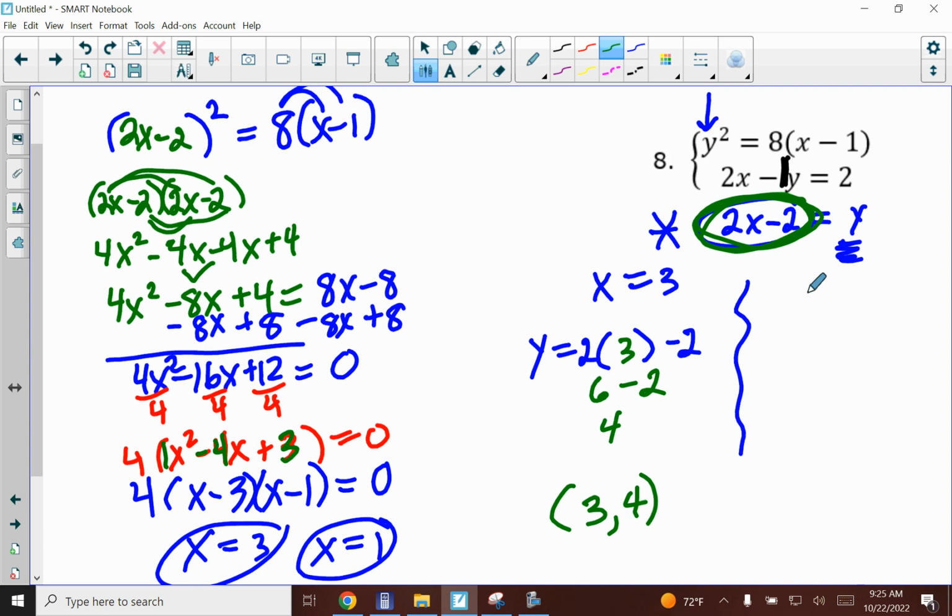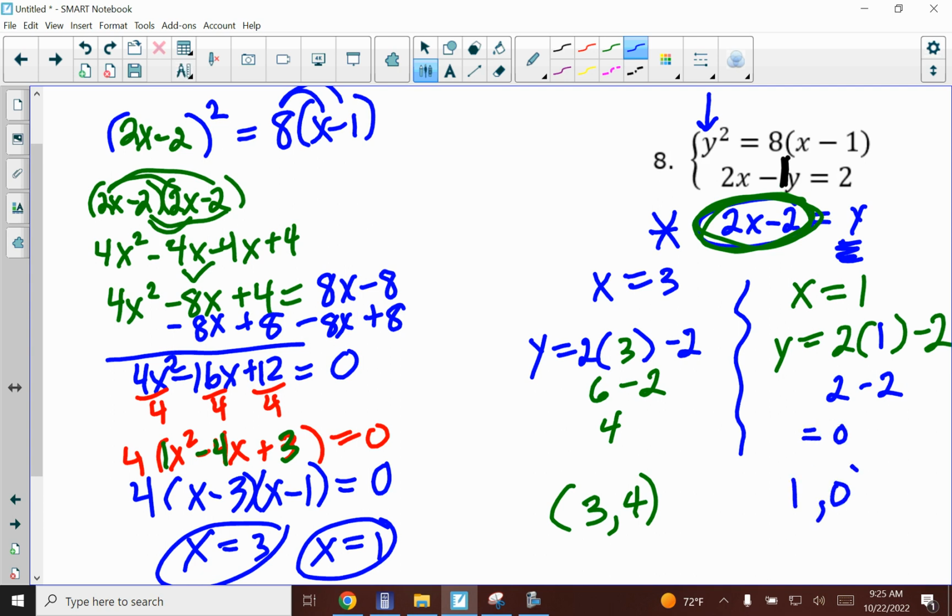The second one that I'm going to try to plug in is x = 1. So y = 2 parentheses -2. And then I stick in the 1. So 2 times 1 is 2. And then I have to subtract 2 from that. So I end up with 0. So when x is 1, y is 0.